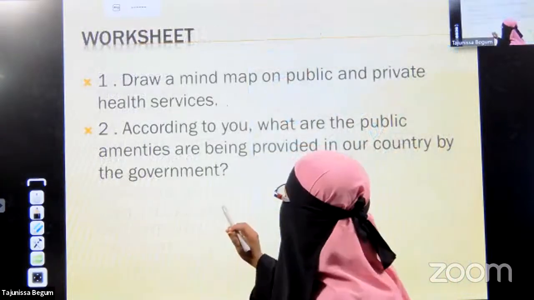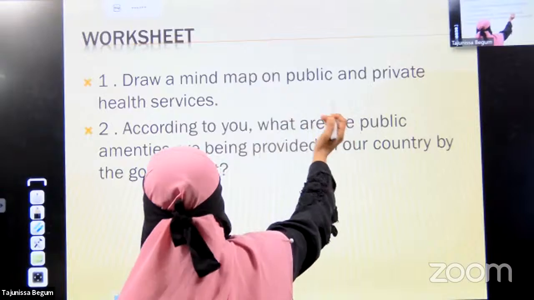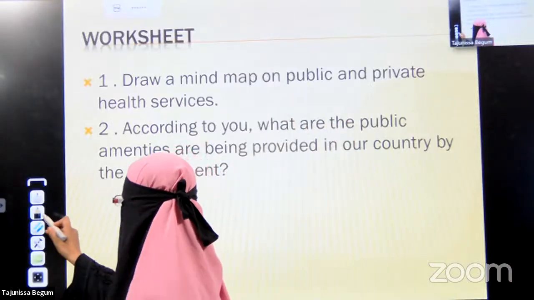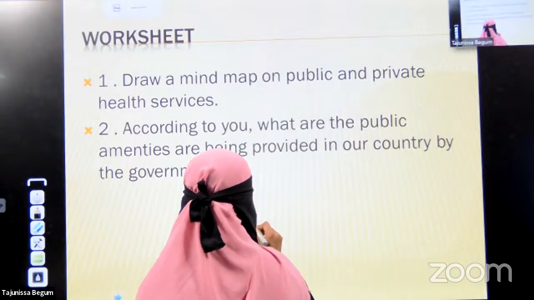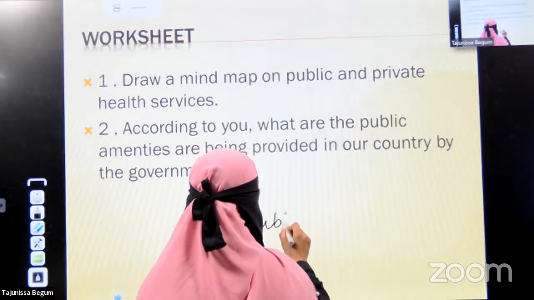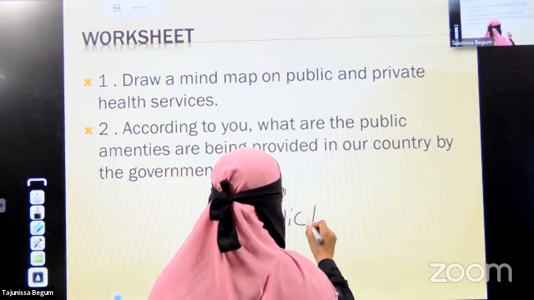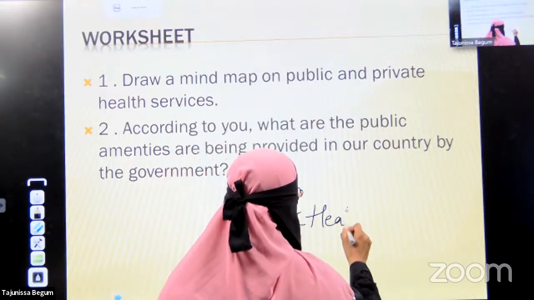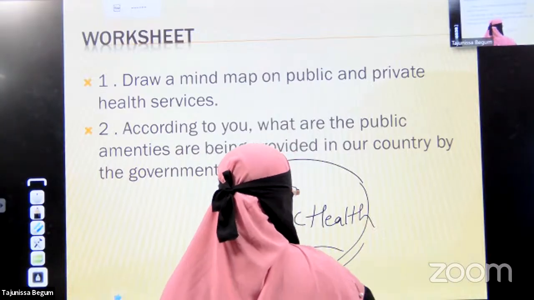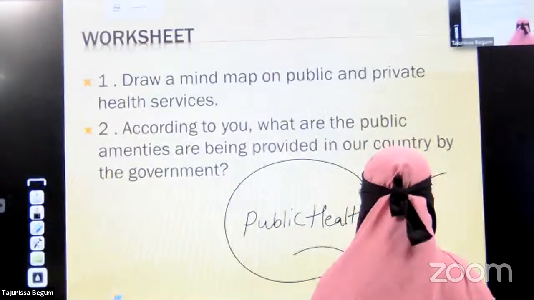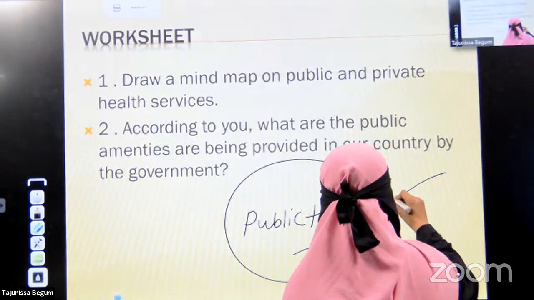Next we'll see, draw a mind map of public and private health services. Now you can draw a mind map of public and private services. Public health and private health. So you write, what is the mind map? First important thing: what do you think? It is run by whom? Government.